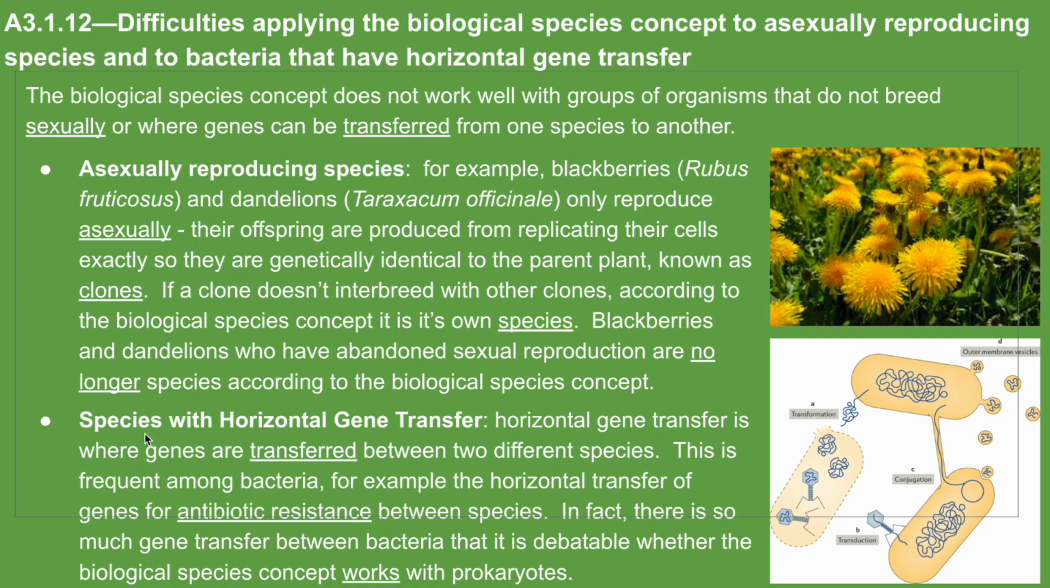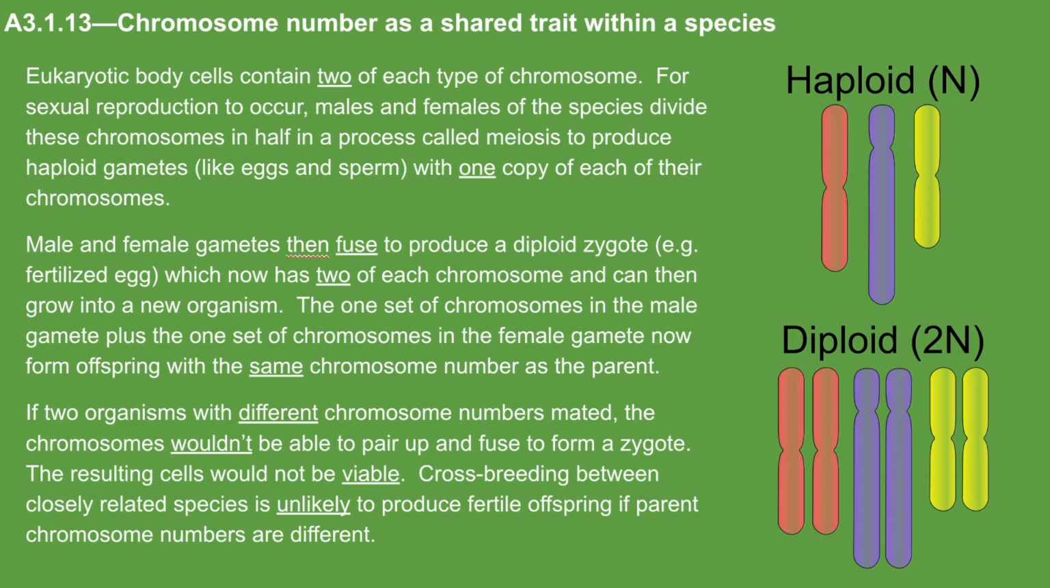Next difficulty are species that have horizontal gene transfer. This is when we have genes transferred between two different species. Now, this is very frequent among bacteria. For example, they could horizontally transfer a gene for antibiotic resistance between species. In fact, there is so much gene transfer between bacteria that it is debatable whether the biological species concept works at all with prokaryotes. Chromosome number as a shared trait within species.